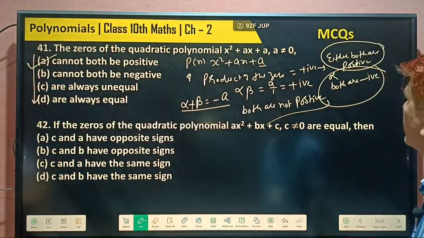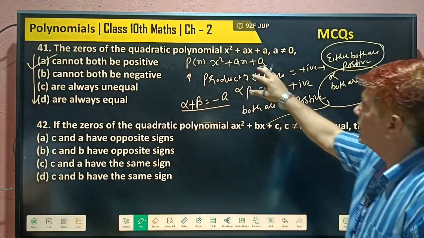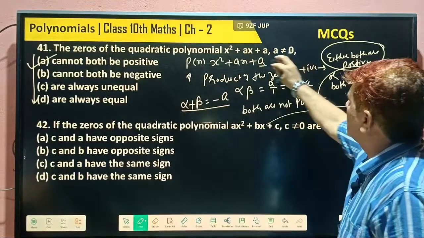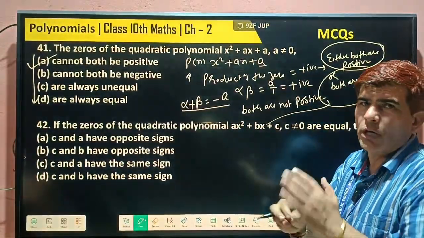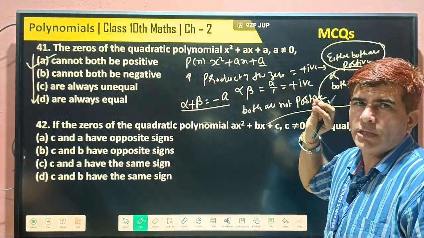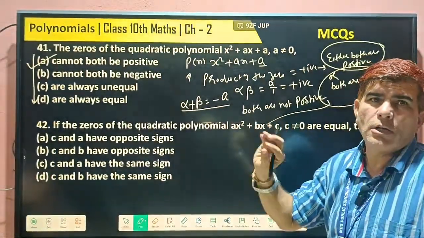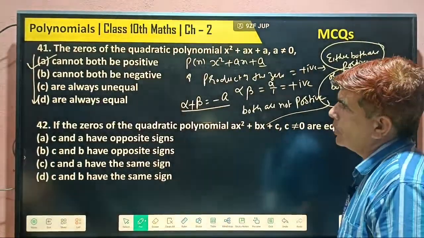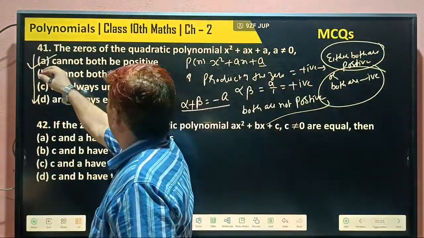Yes or no? Understood? Once again, this is given: the product of the zeros is a. It means both zeros are positive or both zeros are negative. But their sum is negative. It means both zeros are not positive. So they cannot be both positive.